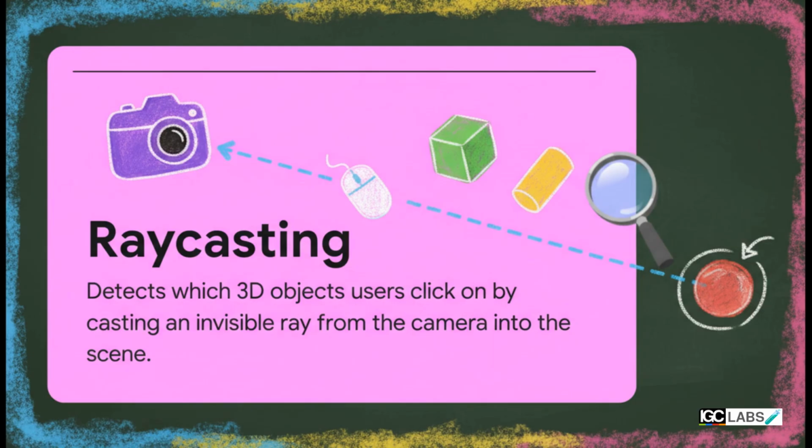Okay, but wait, if our buttons are just flat shapes floating in 3D space, how do we actually click on them? The answer is a really cool technique called raycasting. Basically, you imagine shooting an invisible laser pointer from the camera straight through your mouse cursor and out into your scene. The very first 3D object that laser hits, that's the one you've clicked. It's a simple idea, but it's the foundation for almost all interaction in a native 3D interface.